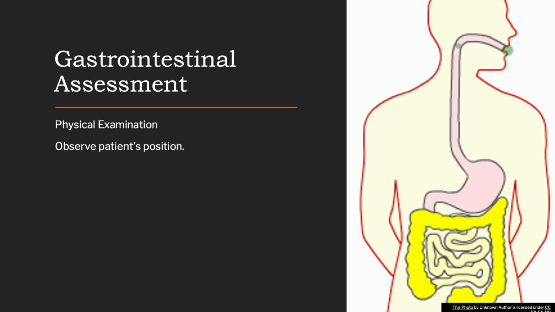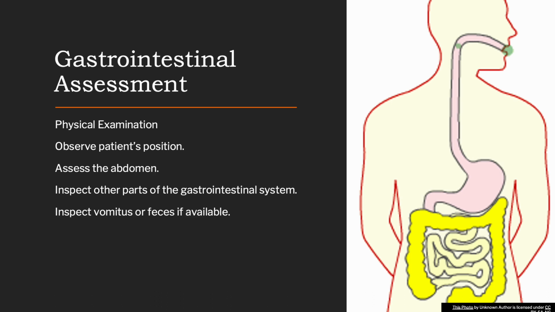So physically, we are going to look at their position. Are they crunched over up in a little ball and it looks like they're in a whole lot of stress and distress? Or are they just kind of relaxing on the chair? Assess the abdomen. So we're going to palpate all 4 quadrants of the abdomen. Look for other parts of the genitalia systems, the mouth, things like that. If there's vomit available or feces, look to see if there's blood.